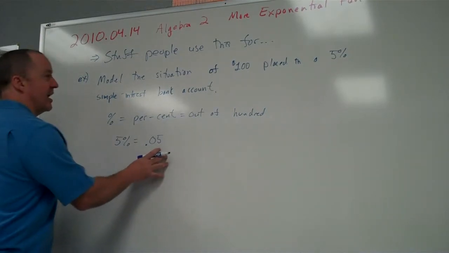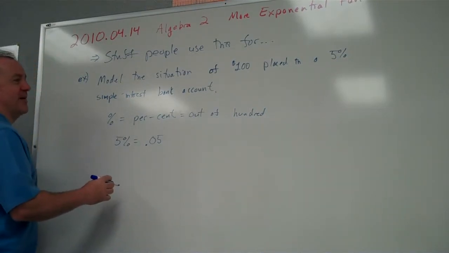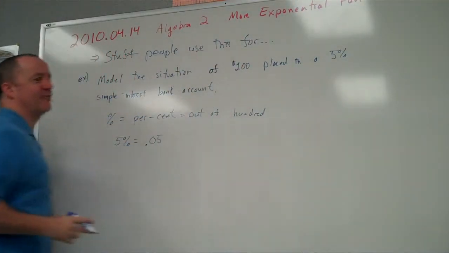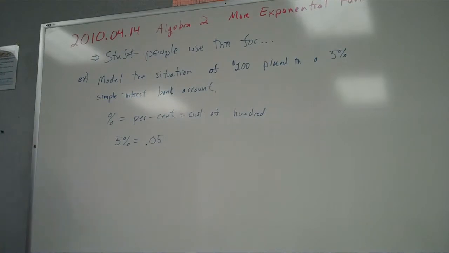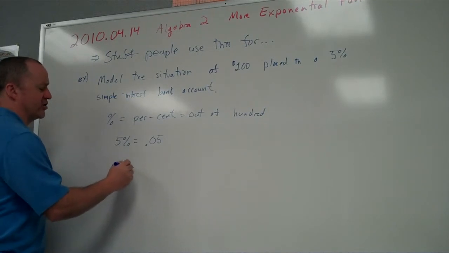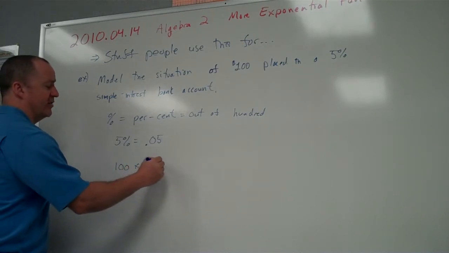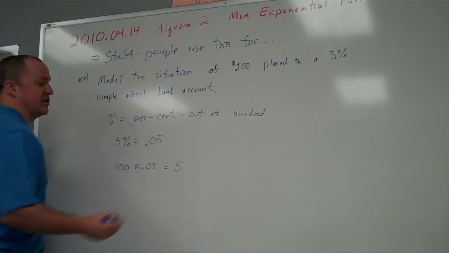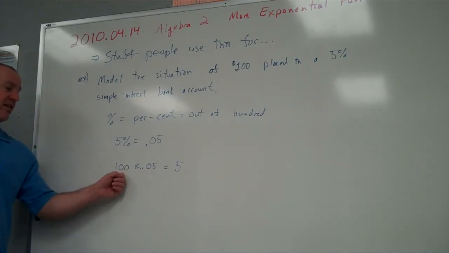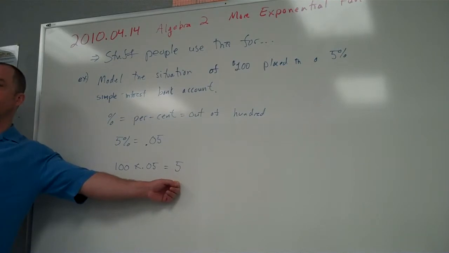Now, if I want to talk about what happens mathematically, say I put the $100 in there for a year. I get 5% interest. The bank gives me $5. One way to figure that out mathematically is to multiply 100 times 0.05, which will actually get you 5. This is the mathematical way of saying 5% of 100 is 5.